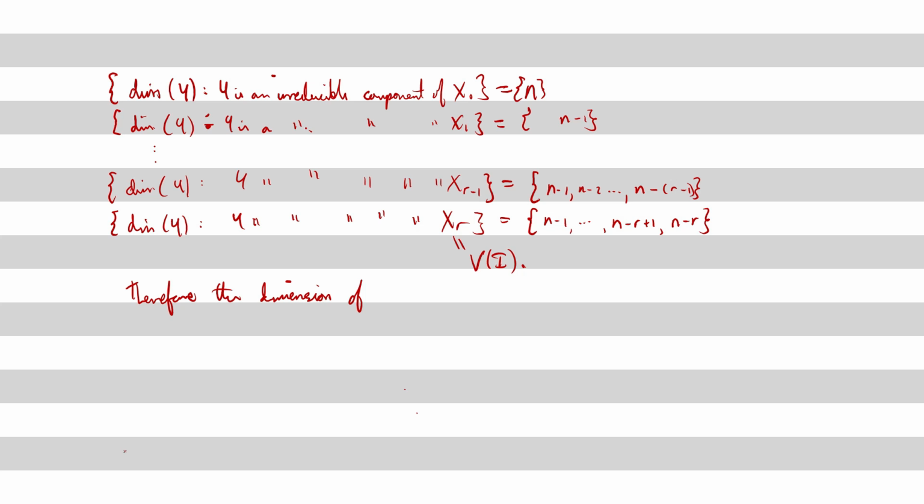Okay, therefore, the dimension of any irreducible component of V_i is, well, less than or equal to n minus 1 or greater than or equal to n minus r. Greater than or equal to n minus r. Therefore, we are done. And I will think about my question.